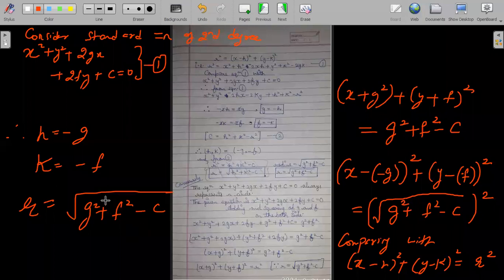Now if you see equation number 1 written on the top, what was equation number 1? x square plus y square plus 2gx plus 2fy plus c is equal to 0. So this equation represents a circle. We have just shown that, and the center of the circle is minus g, meaning negative half the coefficient of x. Here 2g is the coefficient of x. Is it clear? Similarly, what will be k? k is negative half the coefficient of y.